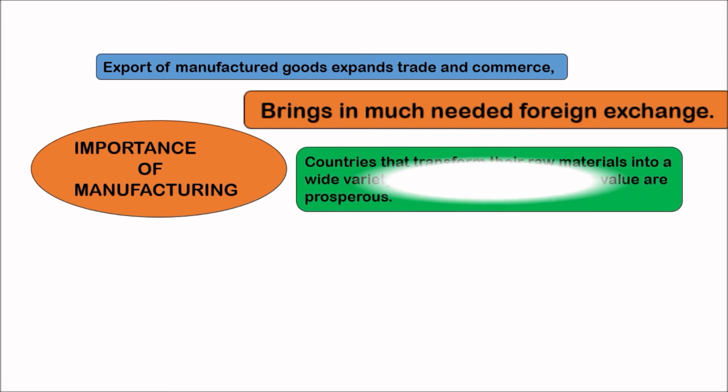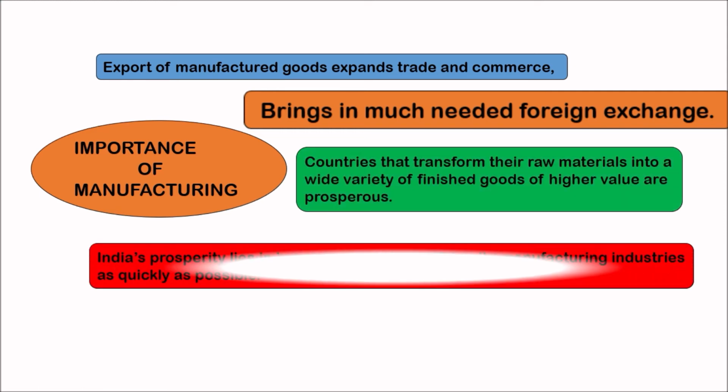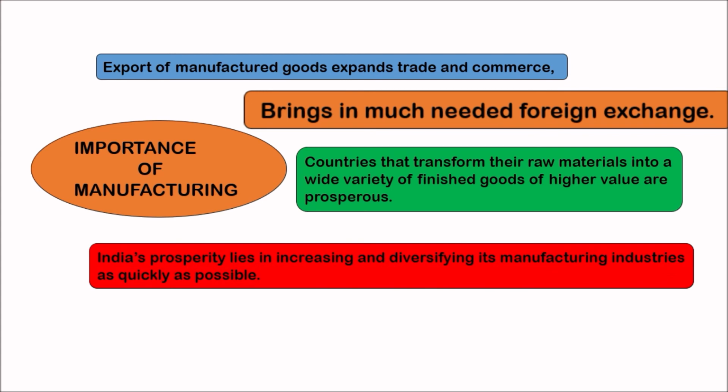Countries which can transform their raw materials into a wide variety of finished goods of higher value are prosperous. The most developed countries of the 21st century are the countries which are able to transform their raw materials into a wide variety of finished goods of higher value. So if India needs to be in the prosperous zone, then India needs to focus on increasing and diversifying its manufacturing industries as quickly as possible.